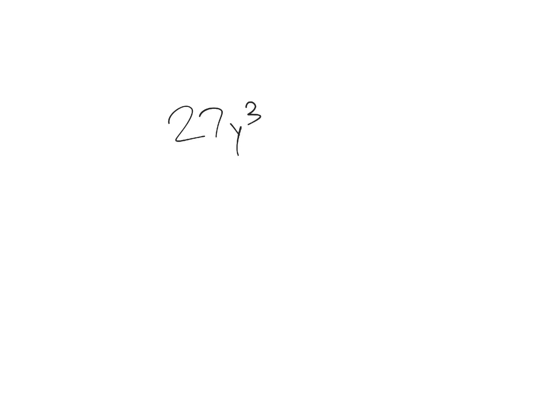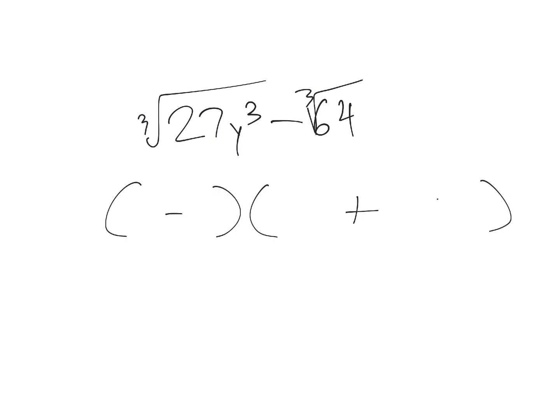27y cubed minus 64. Difference of cubes. The cubed root has a minus sign, so the minus sign is first, and the rest are pluses. The cubed root of 27y cubed is 3y. The cubed root of 64 is 4.